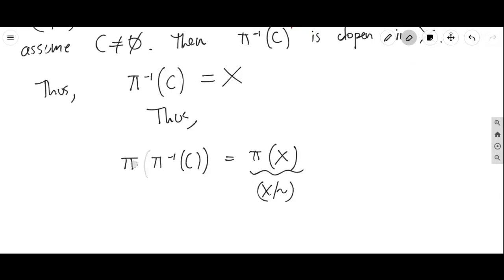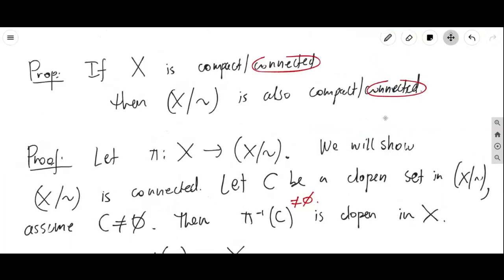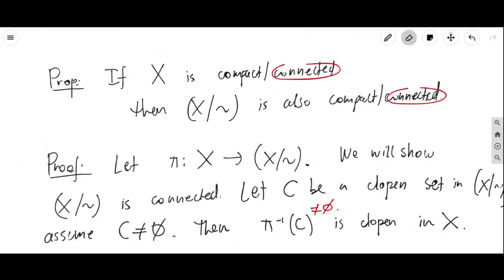And you may wonder, are you allowed to remove them? Because in general, it's either this or this. I always forget which one it is. But because pi is a surjective map, that's just equal to C. And so your clopen set has to be equal to the entire space. And so what did we prove? We proved that the only clopen set in the quotient, other than the empty set, is the entire space. So that makes it a connected space. And you can also do the same thing with compactness.